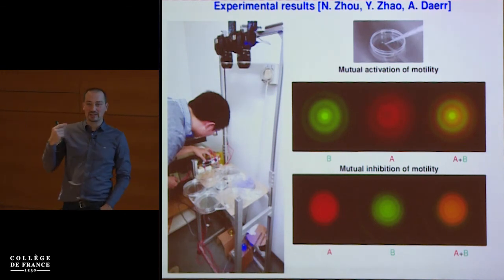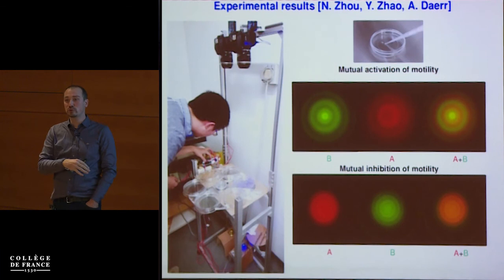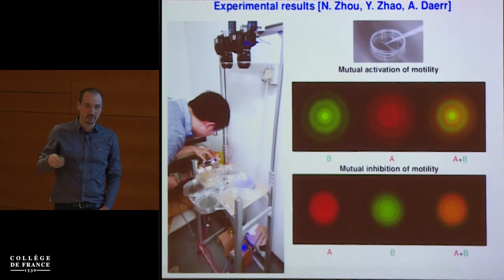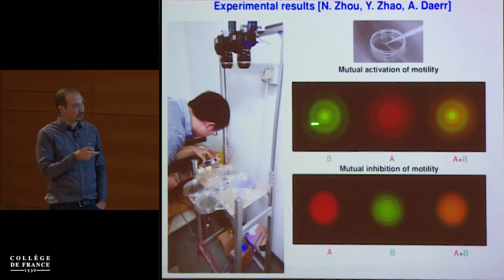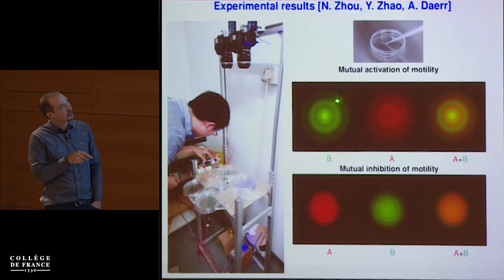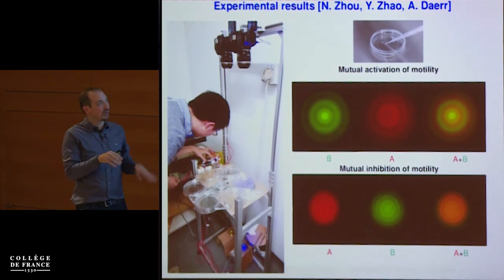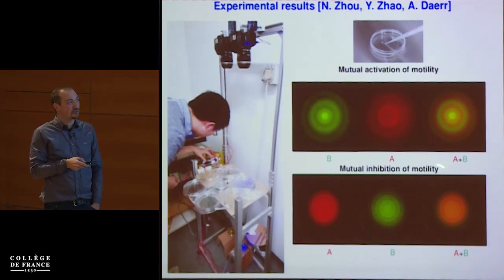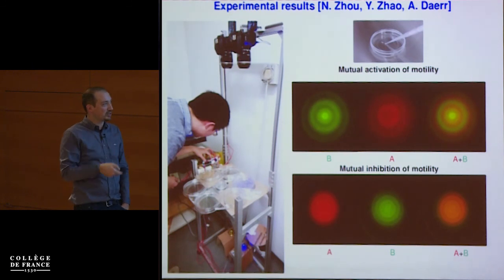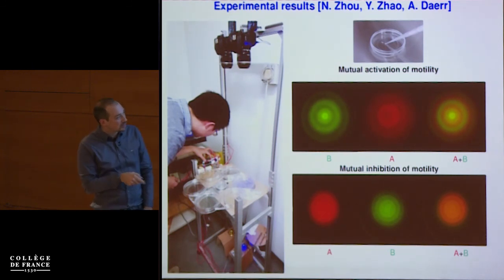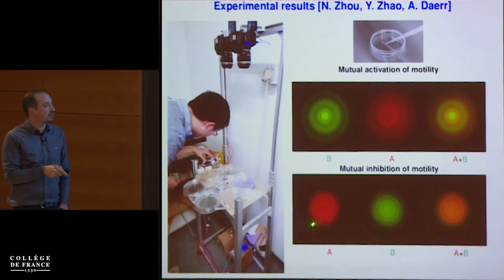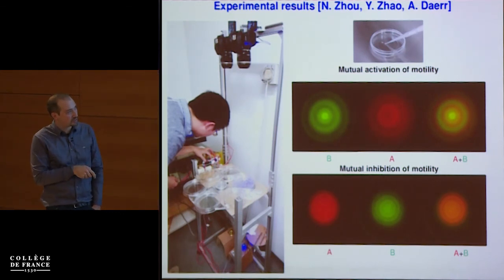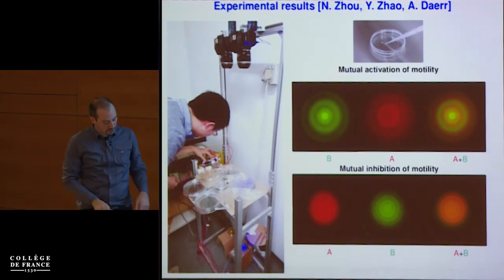So if you have mutual activation of motility, something that wouldn't do anything interesting in the single species case, you get pattern formation. And when you overlap the patterns of the two strains, you see that you have red, green, red, green, red, green. So the species form rings, and they mix. If, on the other hand, you have inhibition of motility, so people who don't like each other, I slow you down, you slow me down, well, you should see, if the contrast was better, red and green rings, and this time the rings are colocalized.